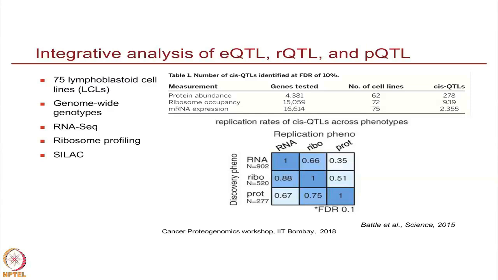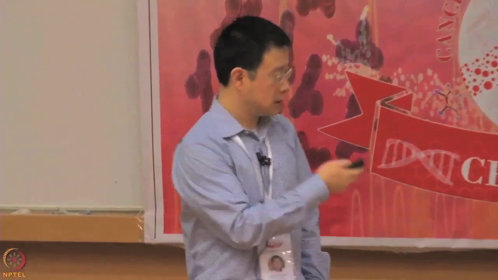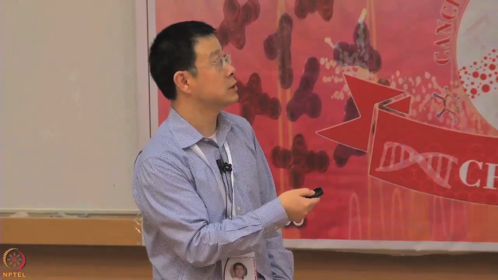In this study, they looked at 75 lymphoblast cell lines, and they did genome-wide genotyping, RNA-seq, ribosome profiling through Ribo-seq, and SILAC proteomics experiments. So now you have the genotype, the mRNA expression, the ribosome occupancy, and the protein expression. They focused only on the cis eQTLs, rQTLs and pQTLs, and they found hundreds and sometimes thousands of these cis QTLs.